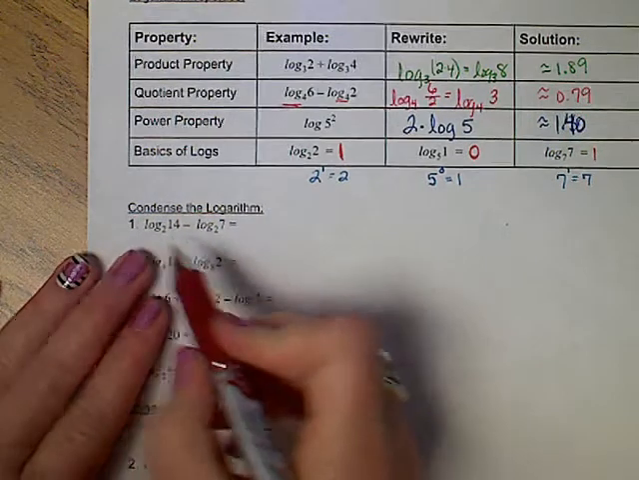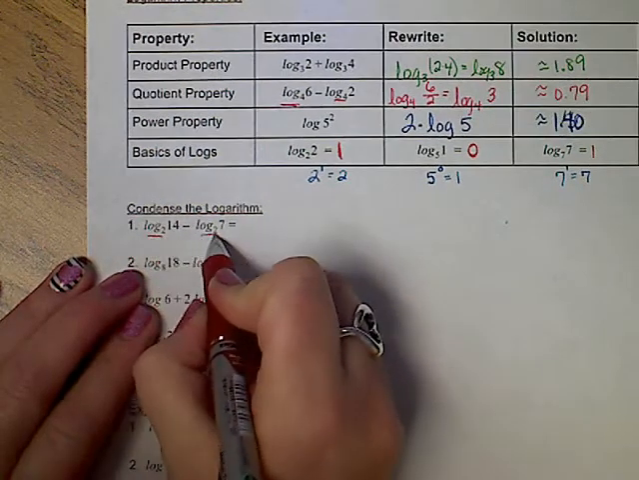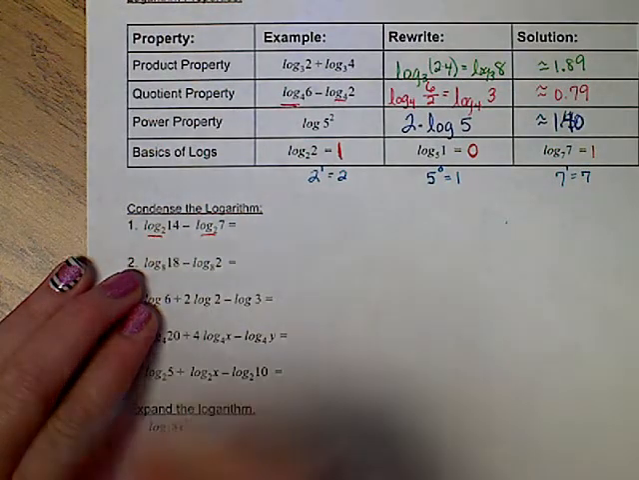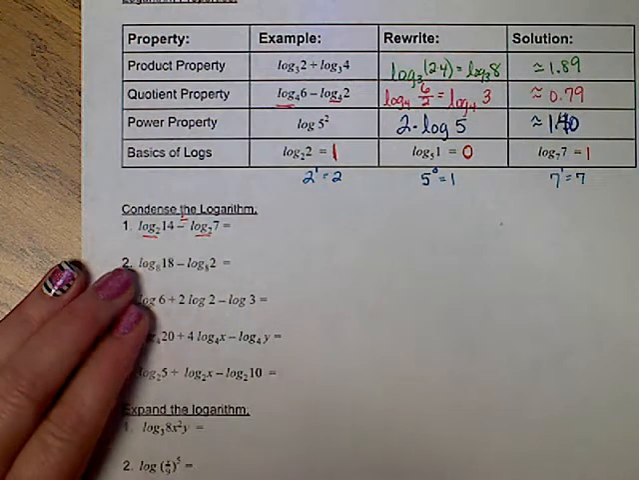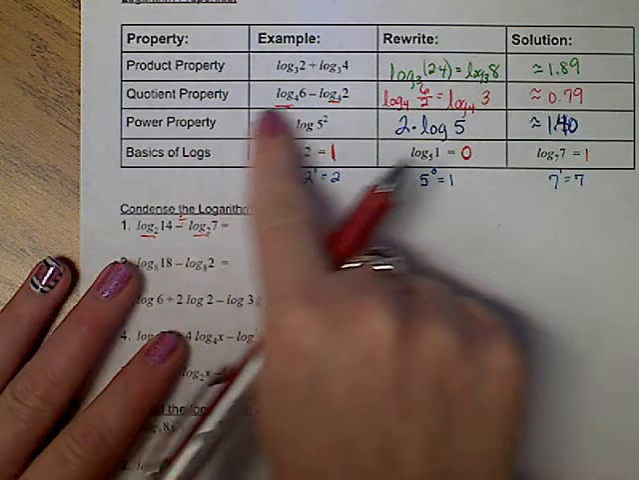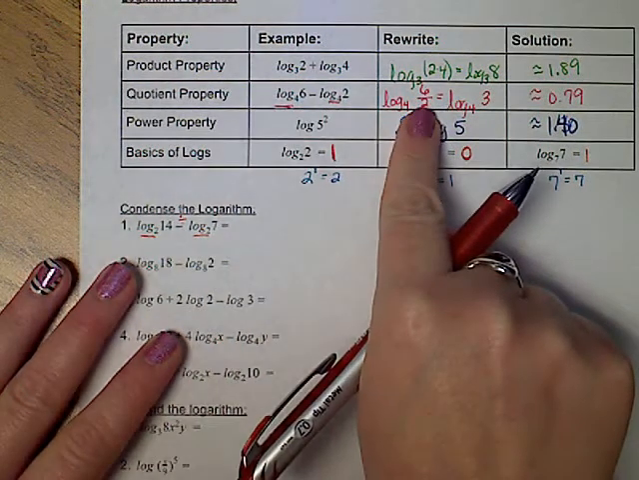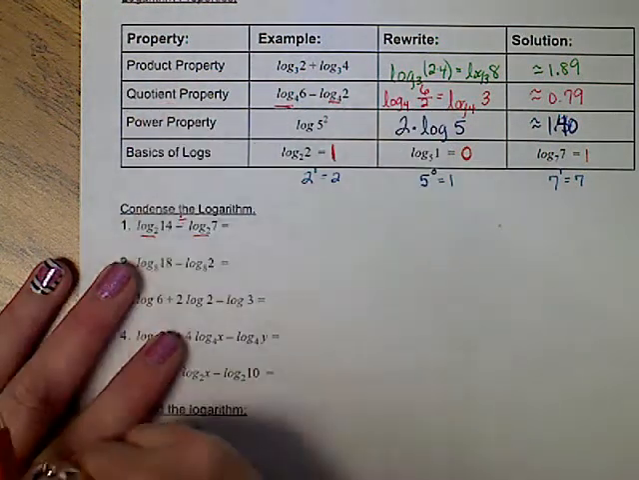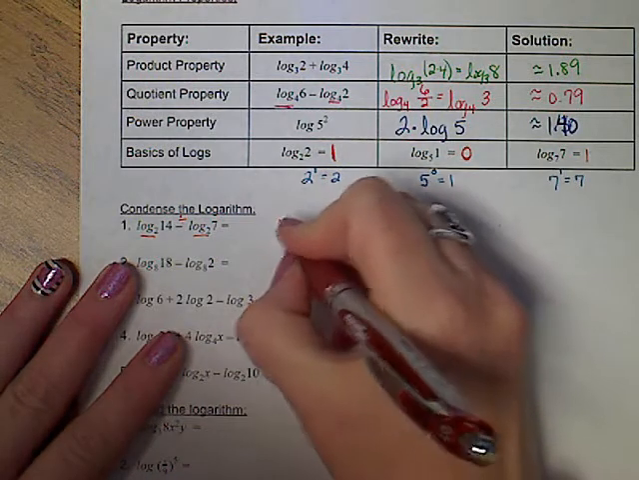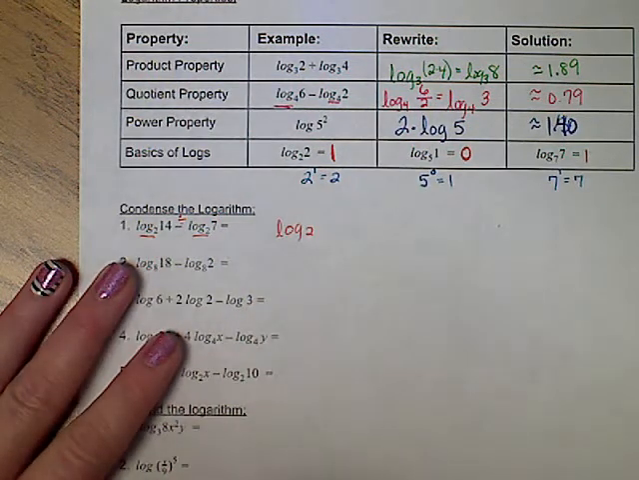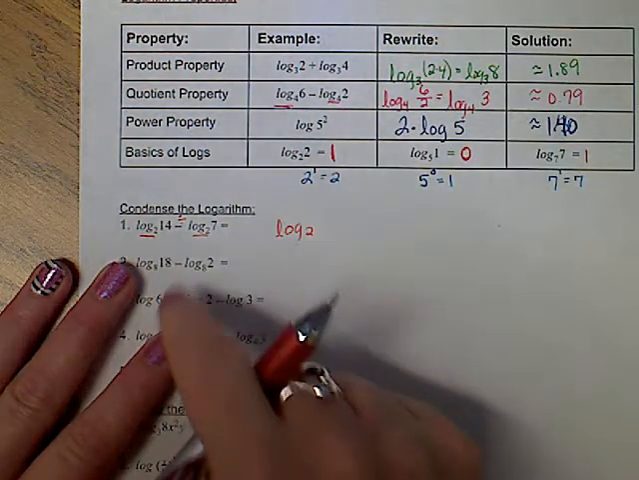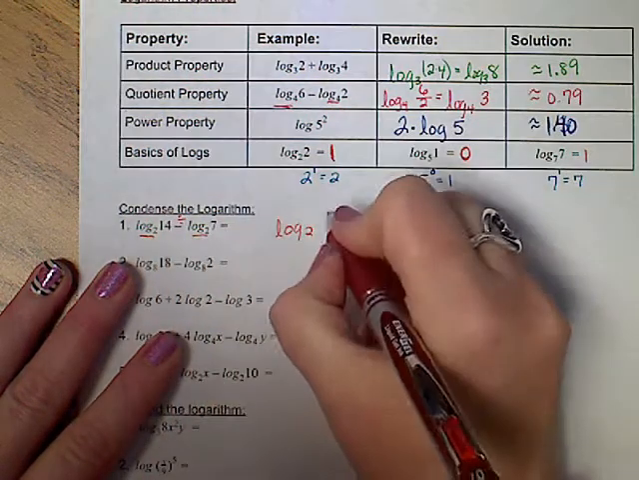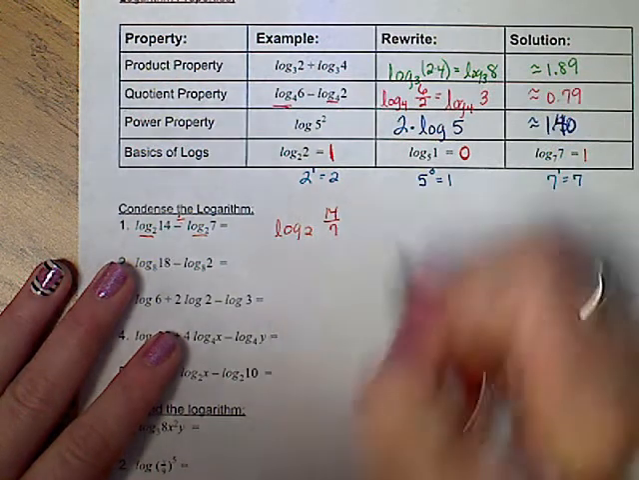So my first problem, I notice that the bases are exactly the same. That's good. Subtraction means division. If you need to write that for yourself, you do that. Subtraction right here means we're really dividing. Quotient is division. Okay? So I'm going to write the log base 2 only one time. I don't want it twice anymore. That's called condensing. We're bringing it down. 14 divided by 7 is how I read that.